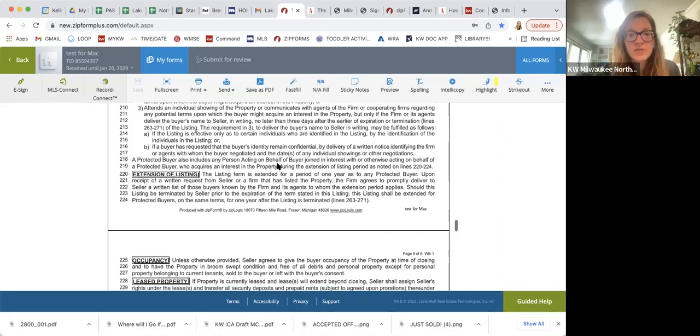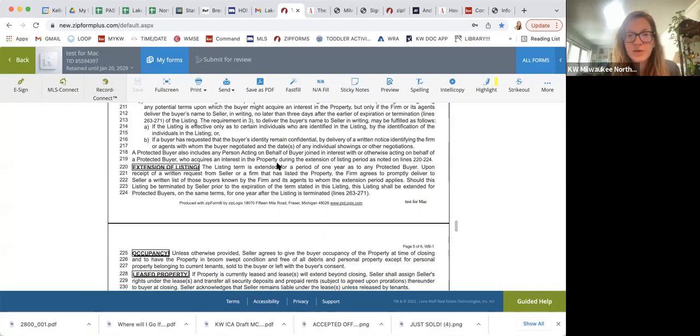If the listing is effective only as to certain individuals who are identified in the listing by the identification of the individual in the listing, or if a buyer has requested that the buyer's identity remain confidential, by delivery of a written notice identifying the firm or agents with whom the buyer negotiated and the date of the individual showing. So if you don't have that buyer's name, or the buyer just does not want to release it, or the agent does not want to release the buyer's name, then you can identify the agent who showed it on the day that they showed it and at what time, if you have that, in lieu of the actual buyer's name.